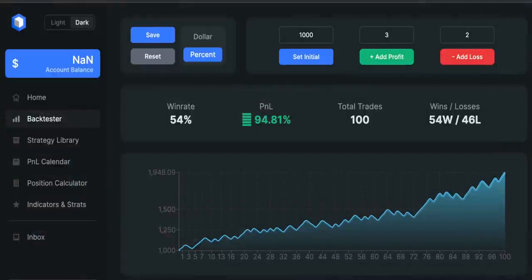Okay, so I just finished the backtesting and here are the results. So the win rate is 54% and we increased our account size by 94.81%. Because I was testing this strategy on a 15-minute chart, I found those 100 setups within 4 months. I do think this strategy could be improved just by adding a good volume indicator to the chart.